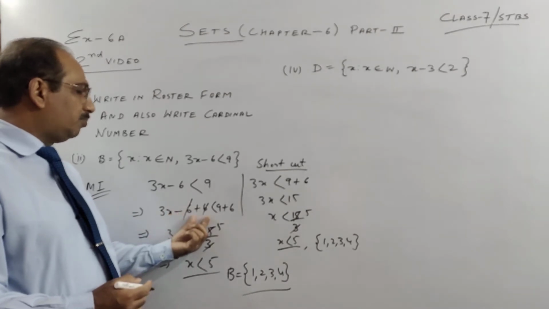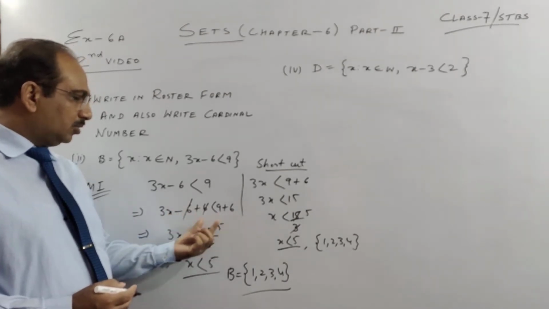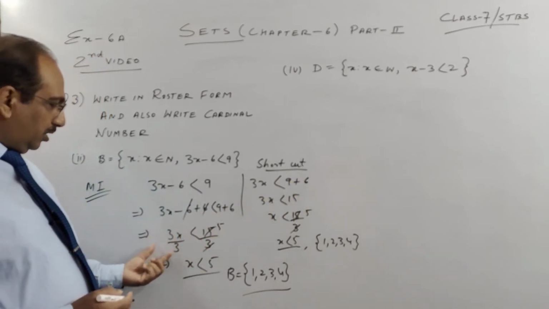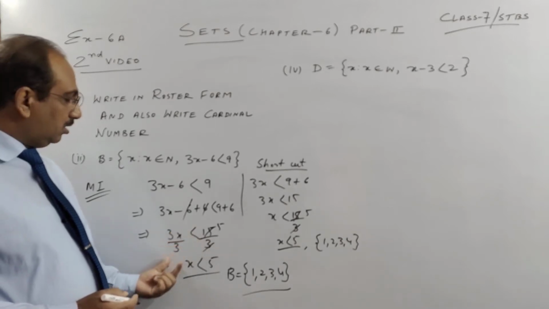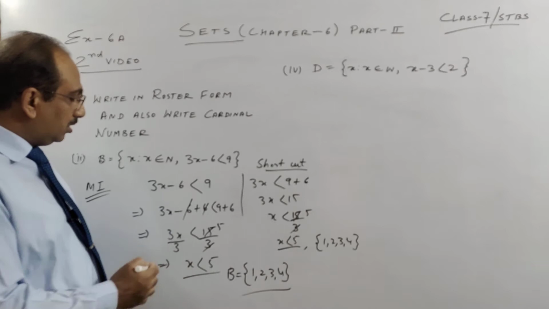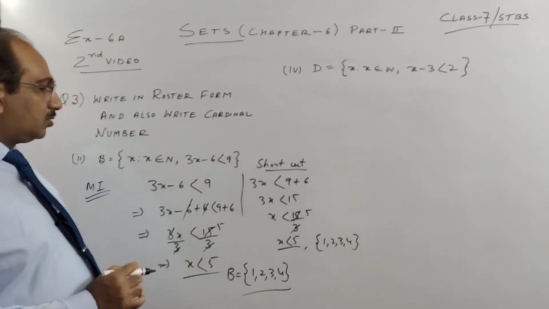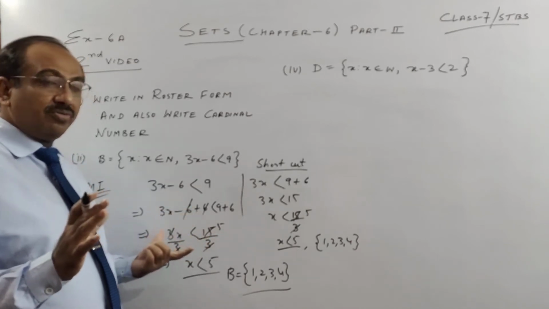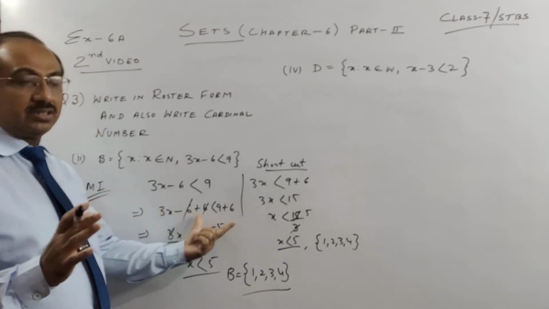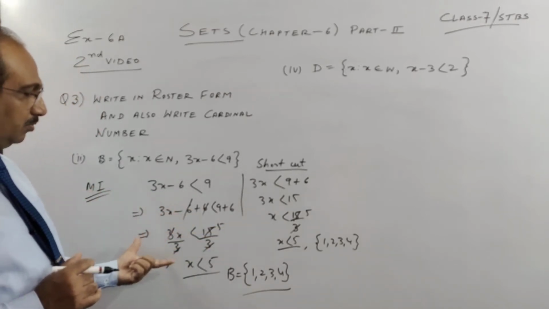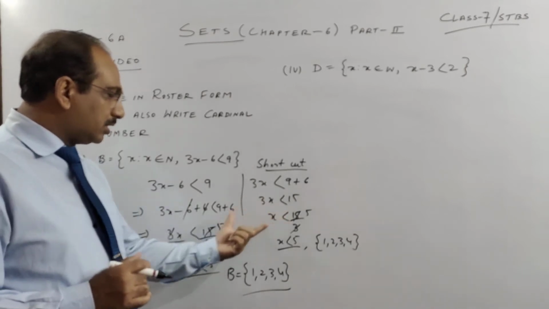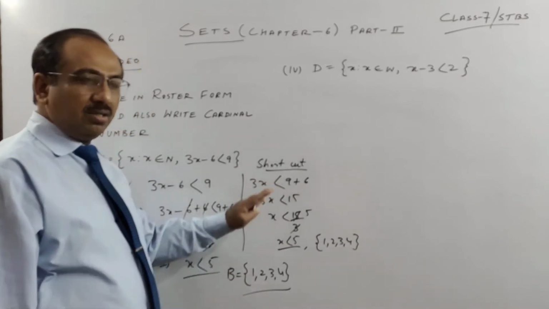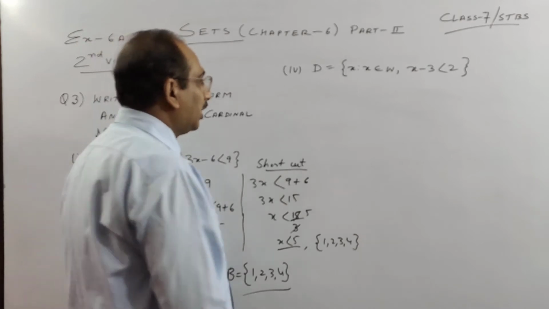To remove -6, we add +6 to both sides. This side cancels, and on this side 6 remains. To remove 3, we divide both sides by 3 and we get x. Here 3 cancels, x less than 5. This is the fundamental logic of transposing. There is a book, Hall and Knight, the main book of algebra, where they explain this in the beginning. Maybe in class 8 you will see that. This is more logical, and it comes as a result of this when you learn transposing. This is the more right method. You can do the shortcut for class 7, but try to learn it this way.